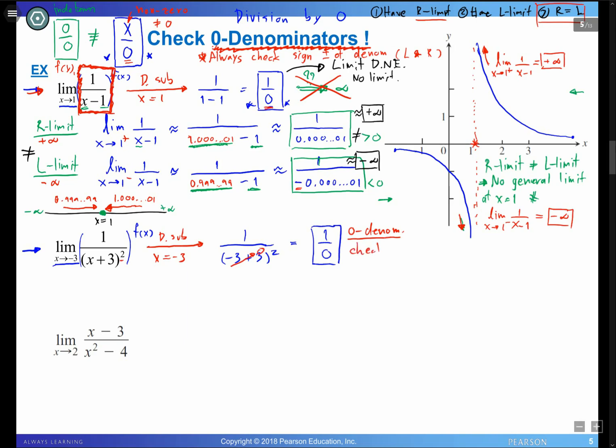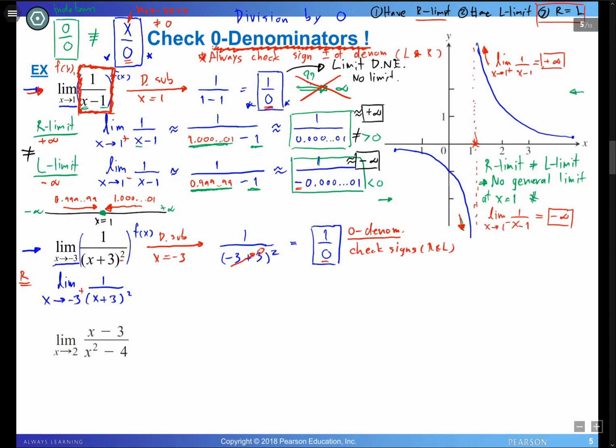Check the signs of the right and left hand limits. Let's do that, because of this 0 right here. Let's start with the right hand limit. Let's put the notation in. The limit of the same function, 1 over (x plus 3) squared, as x approaches minus 3, coming from the right hand side, from the positive direction, so we have a positive sign right here.